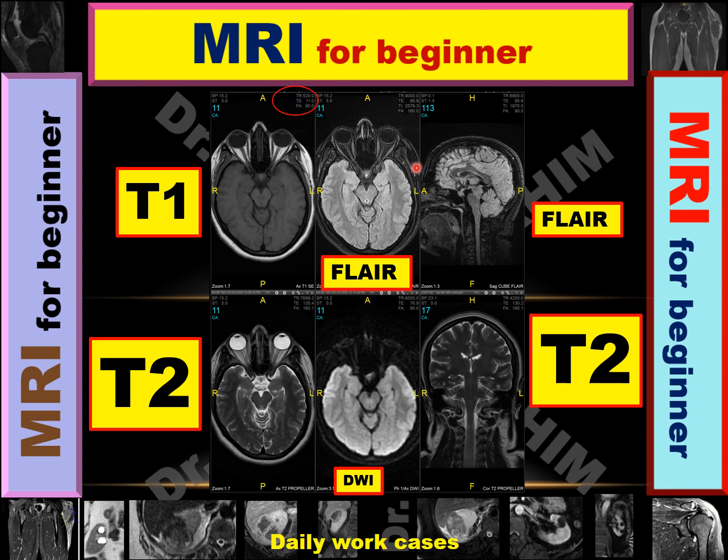Also, if there are any confusions, as we discussed before, look at the parameters TR, TE, and the flip angle, or look at the bottom of the film. The sequence is written on the bottom of the film also.